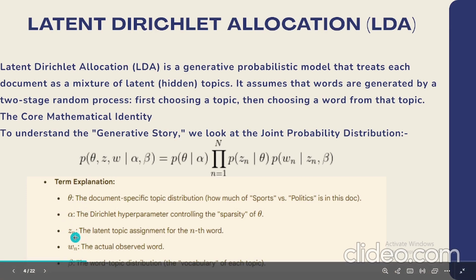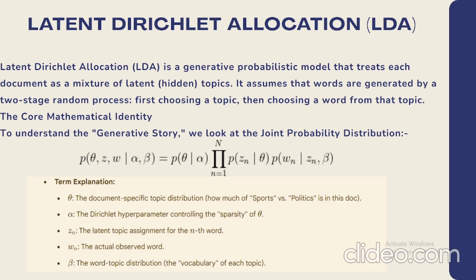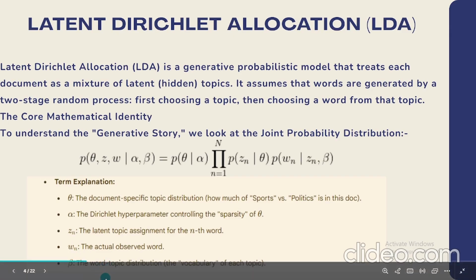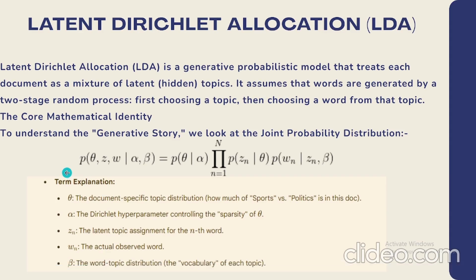So Zn that we have is the topic label, and from the recipe we draw an actual word Wn. Beta that we have is the word topic distribution, which is the vocabulary that we have. So it is kind of a specific dictionary for that topic.